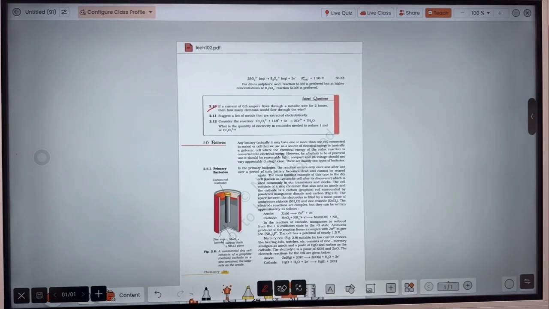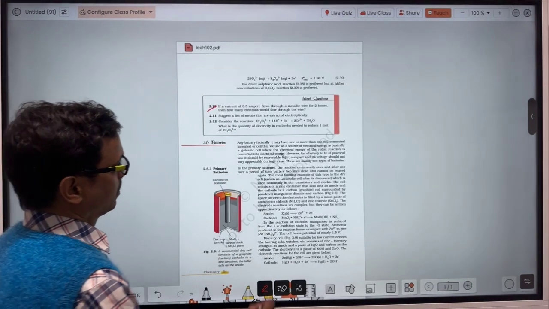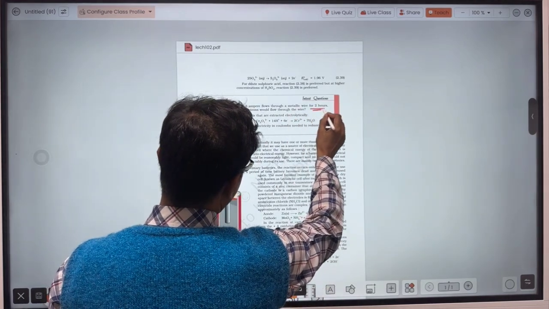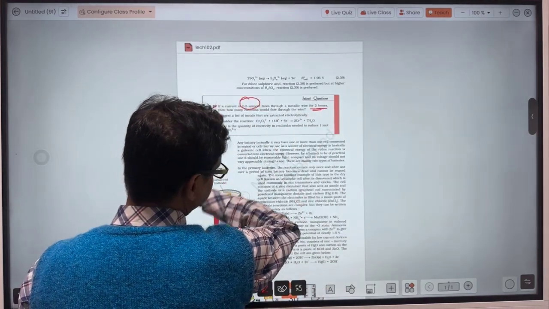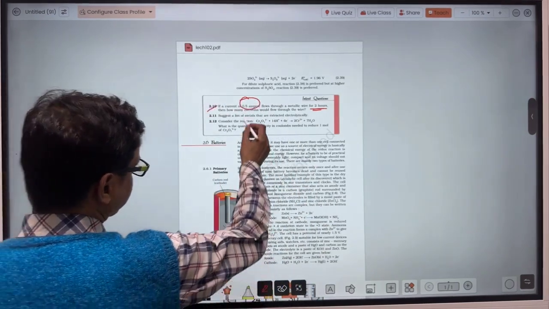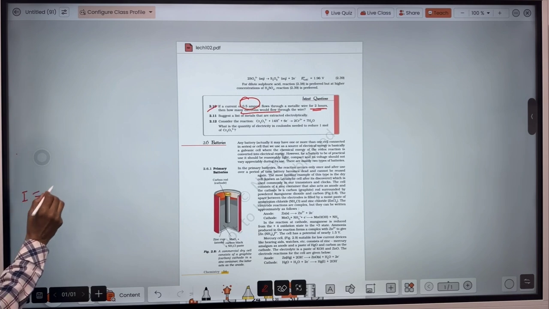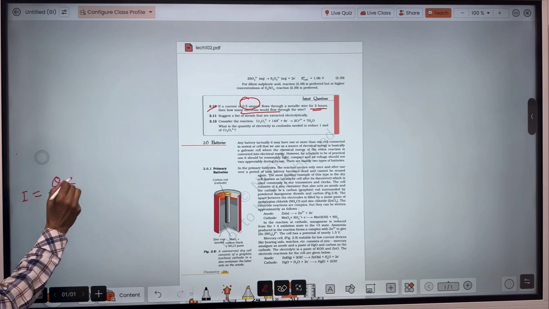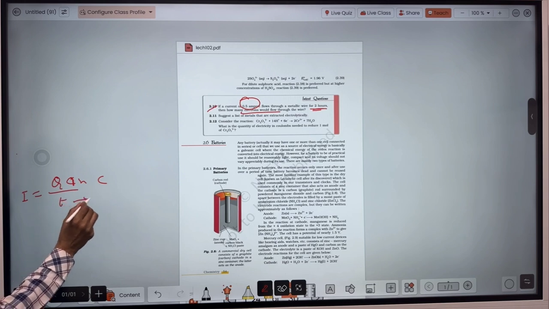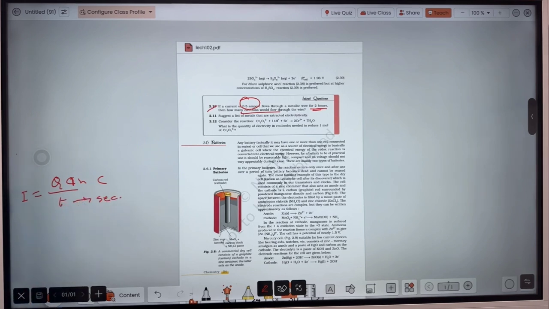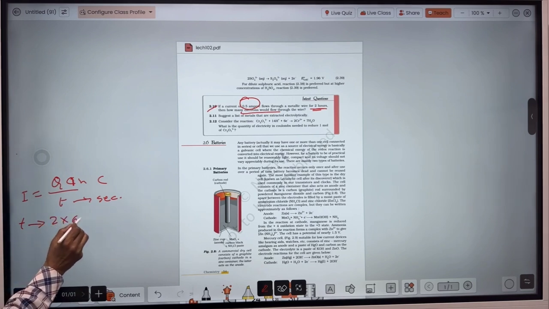How much current is flowing? 0.5 ampere. And the question is asking, for 2 hours the current has been flowing at 0.5 ampere, how many electrons are passing through? Okay, so let's go stepwise. Current is in ampere when charge is in coulomb and time is in second. So 2 hours, you will have to convert the time into seconds: 2 into 60 into 60 seconds.